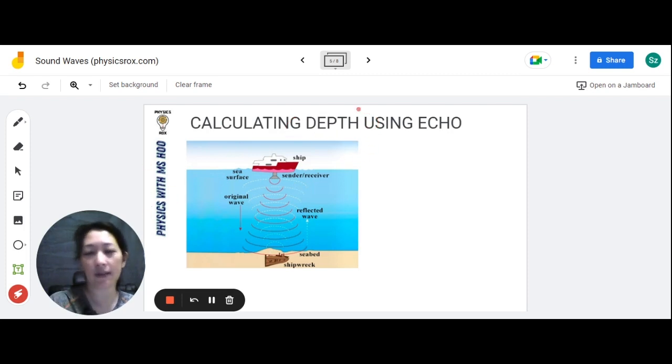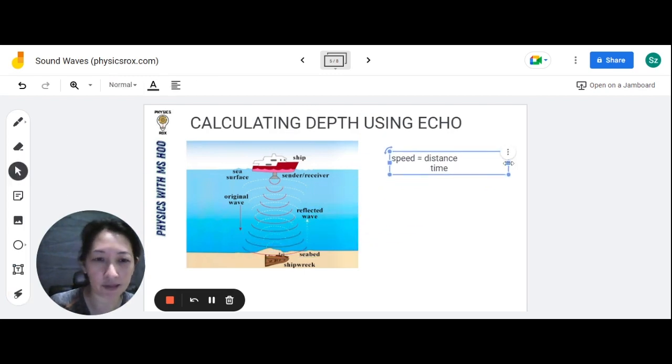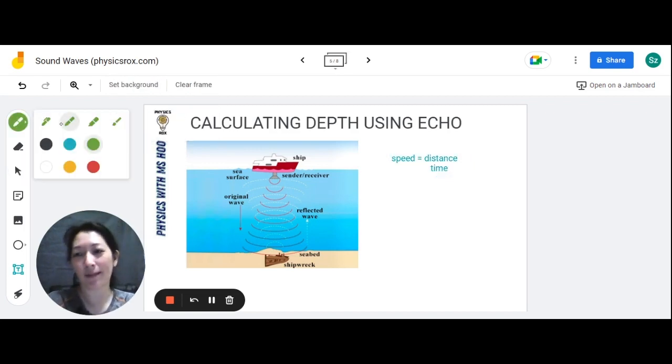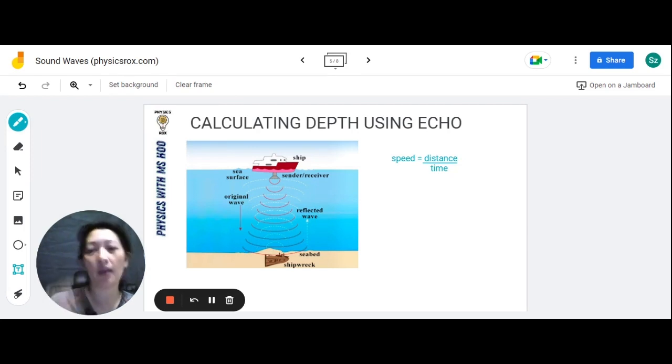Again, we're going to use that formula, which is speed equals distance over time. Let me just reposition this. Again, I'm just going to change color just because. Right, let's use blue this time. All right. Okay. So we already know that speed is distance over time.